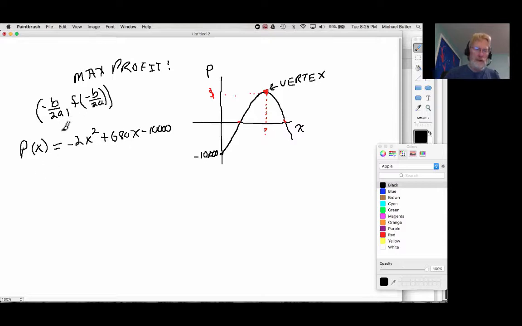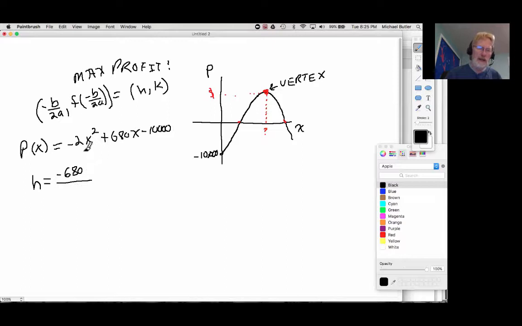I need to figure out the x value of my vertex, which usually goes by the letter h. In other words, this ordered pair is typically represented by h and k. So h is going to be equal to minus b over 2a. Well, that's minus 680 over 2a.